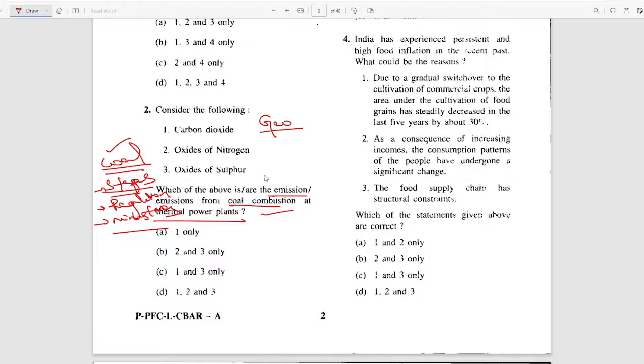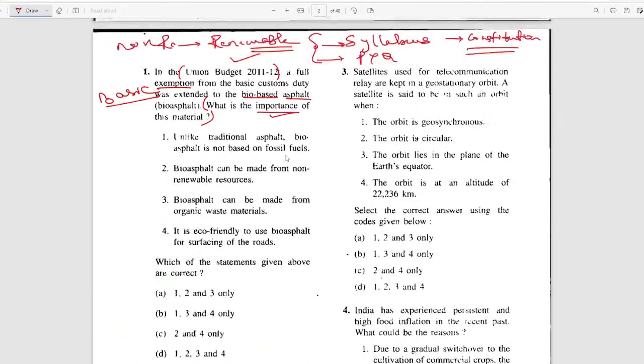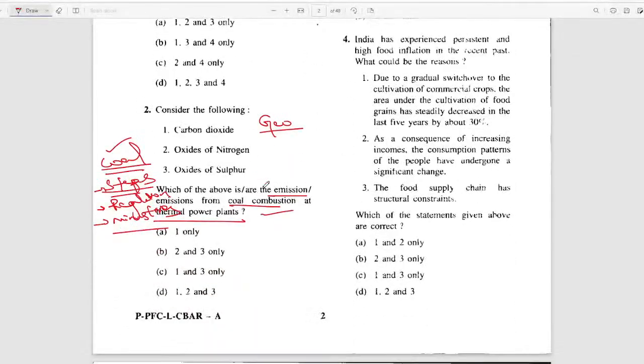For example, in this case, it's a bio-based asphalt. Asphalt is for making roads. So if you come across any technology or materials used for making roads, that becomes important. And the main idea is you need to know the importance of any new material that has been in the news.